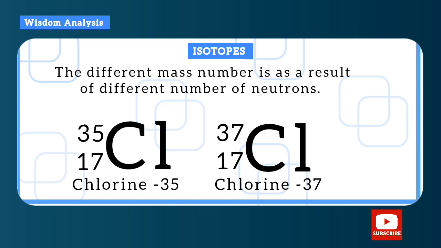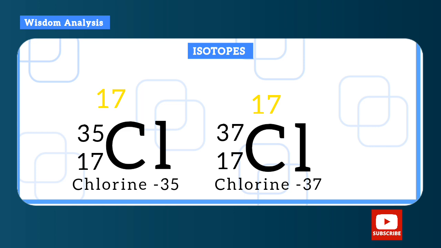Now you can tell me the different mass number is as a result of the different number of neutrons. So since they both have the same atomic number, the first has 18 neutrons, making a total of 35, and the second has 20 neutrons, making a total of 37. So that's why their mass numbers are different, but they are still of the same element because they have the same atomic number.